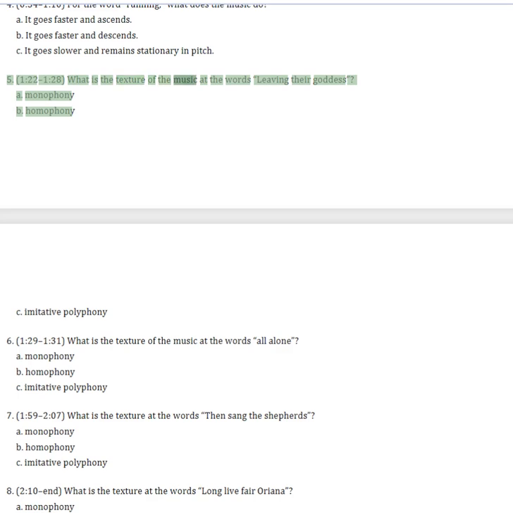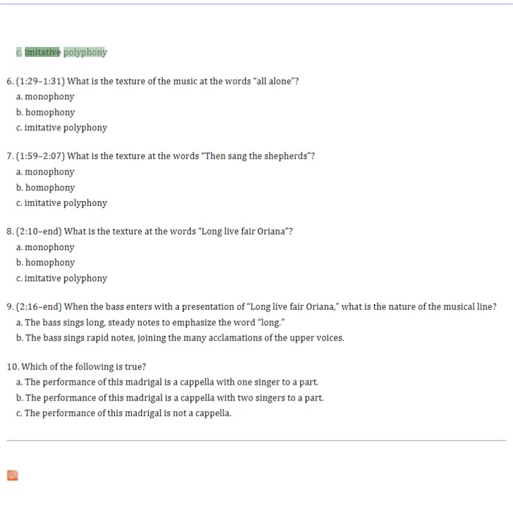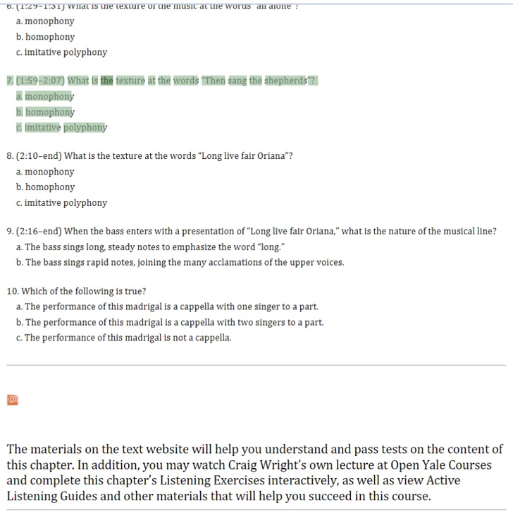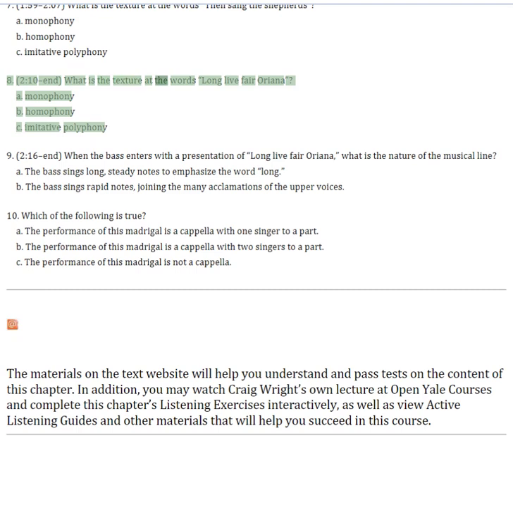5. What is the texture of the music at the words, leaving their goddess? A. Monophony. B. Homophony. C. Imitative polyphony. 6. What is the texture of the music at the words, all alone? A. Monophony. B. Homophony. C. Imitative polyphony. 7. What is the texture at the words, then sang the shepherds? A. Monophony. B. Homophony. C. Imitative polyphony. 8. What is the texture at the words, long live fair Oriana? A. Monophony. B. Homophony. C. Imitative polyphony.